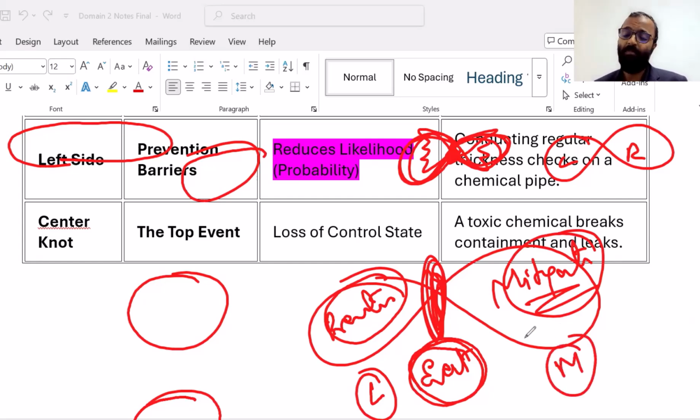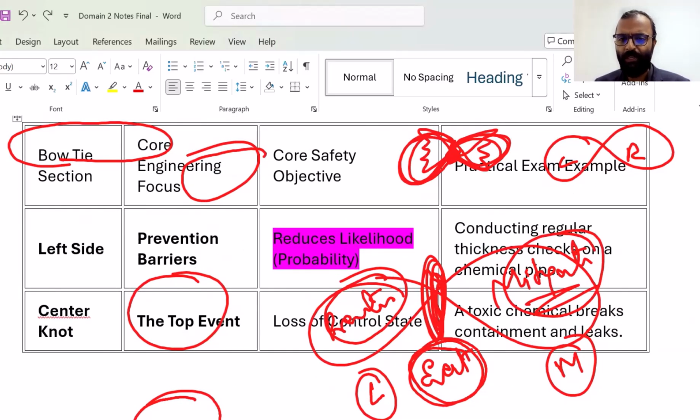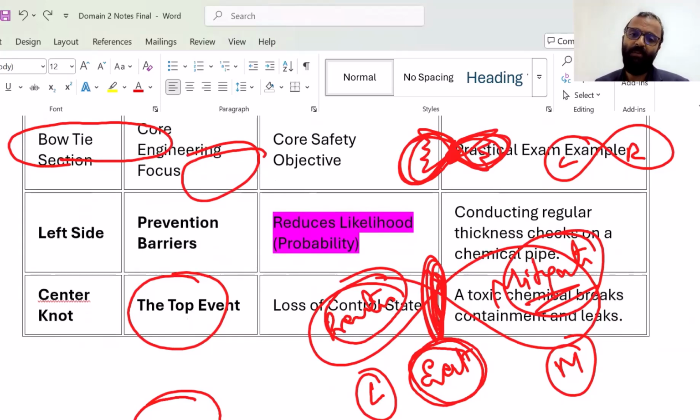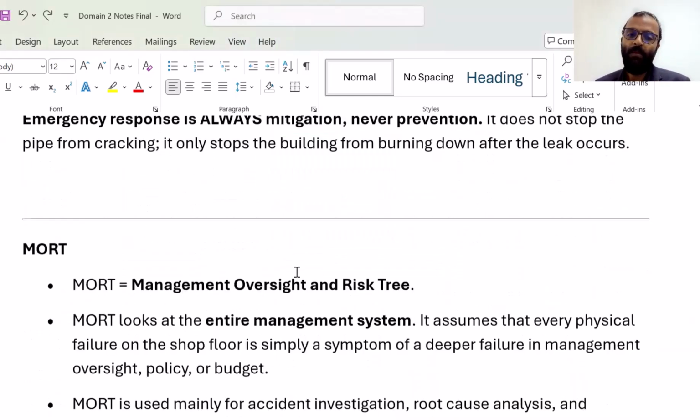Mitigation means what? Mitigation is on the right side. Once the event has occurred, what all things can you do in order to reduce the severity of that? That is your mitigation. The left side is to reduce the likelihood, how you can reduce the event. The right side is what? Reduce the severity. If that event has occurred, what all things can you do in order to reduce the severity of that event. Okay.